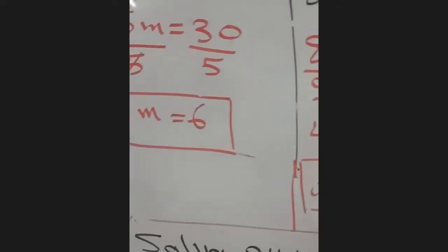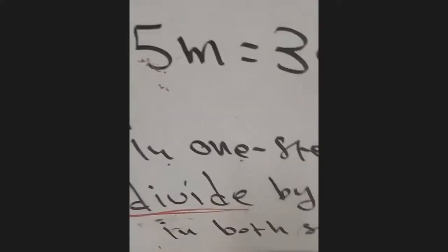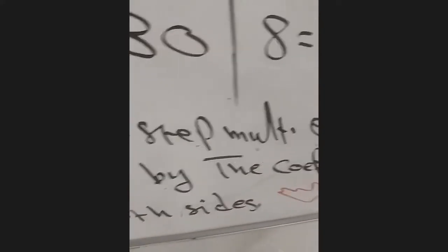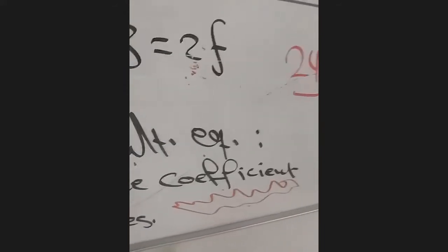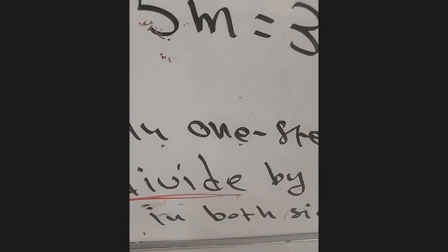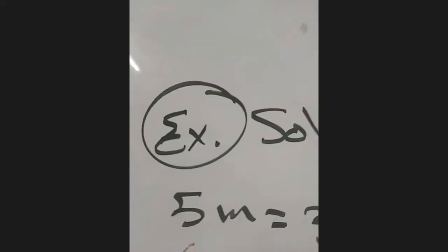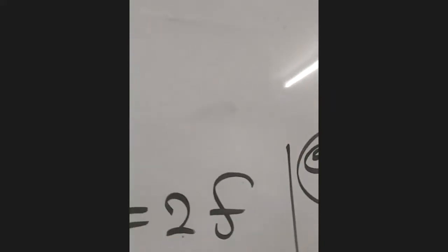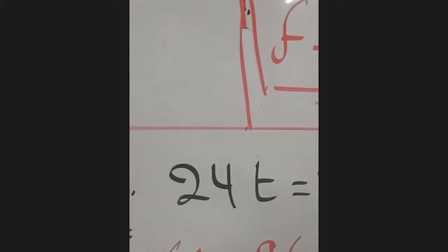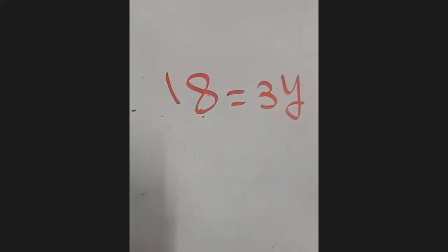Got it. So what do we do in a multiplication equation? We divide by the coefficient in both sides. What's the coefficient? The number which is multiplied with the variable. Okay? Okay. Do for me this one. Look here. 18 equals 3y. How do we solve it?